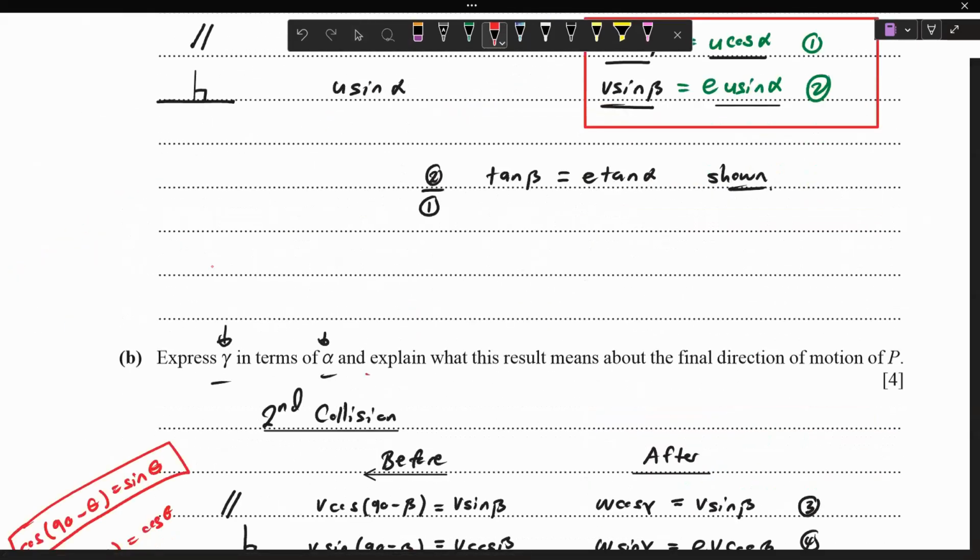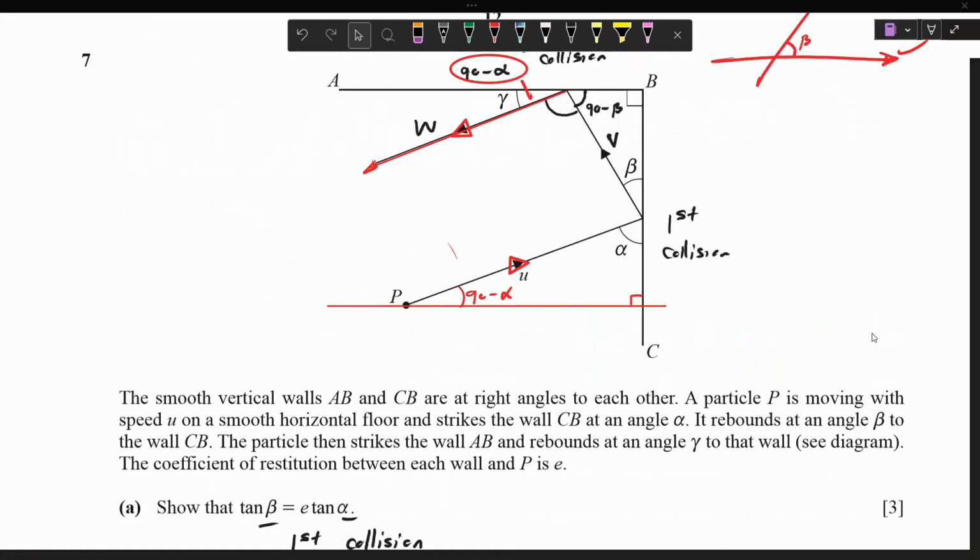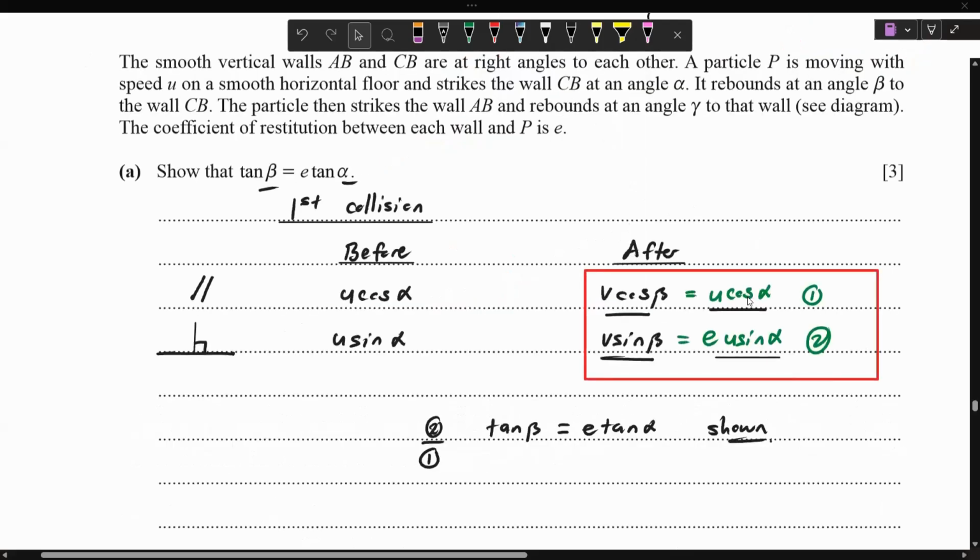Explain what this result means about the final direction of motion. So can we say that the final direction of motion is parallel and opposite to the initial direction? Can we say that? What do you think, Wagner? So are you saying the value of U and W are the same? No, not the same, but the directions are parallel and opposite. Yeah, they are parallel.